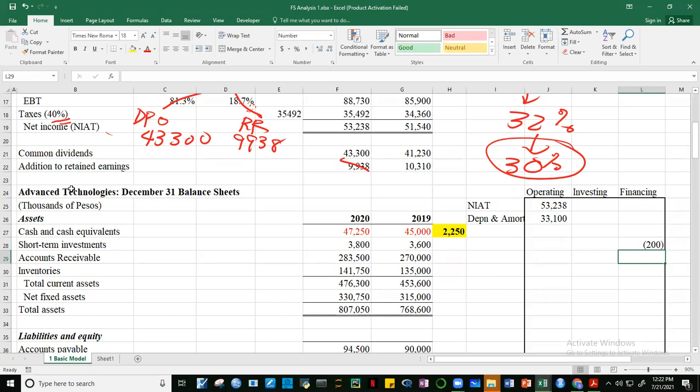Good. Okay, next. Punta na tayo dito. Accounts receivable. Saan to? Operating, investing, financing. Si accounts receivable. Okay, thank you, Tim. It's operating, no?